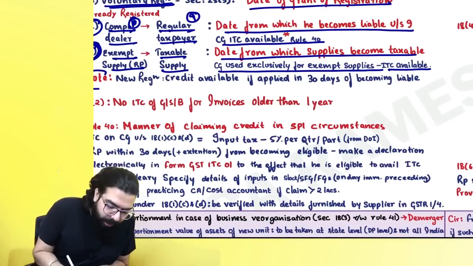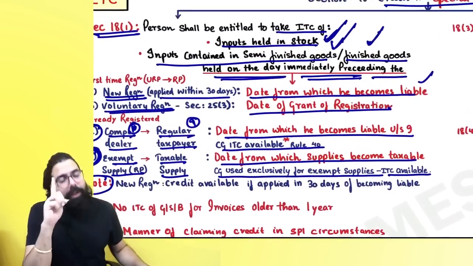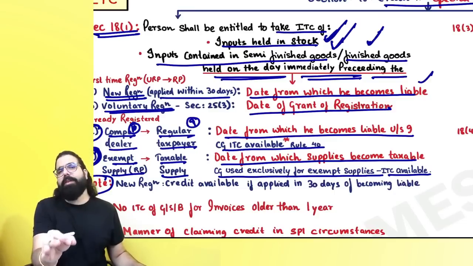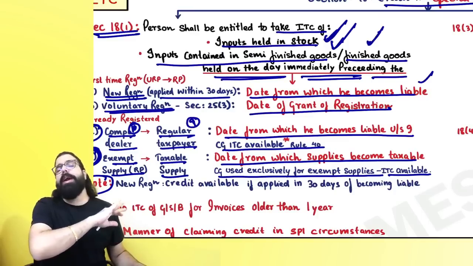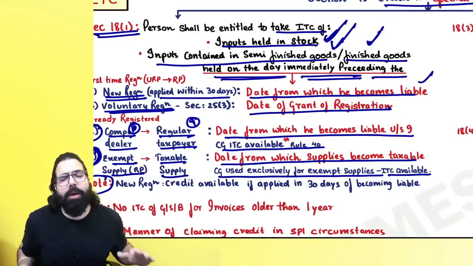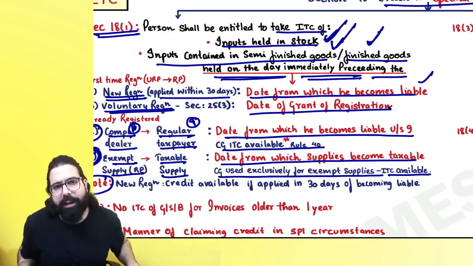Remember one thing everyone, if you don't apply within 30 days of becoming liable and registration certificate is granted, remember one thing, in that scenario, stock ka credit is not given at all. If you don't apply within 30 days of becoming liable, stock ka credit is not even given at all. You will not get the stock ka credit.